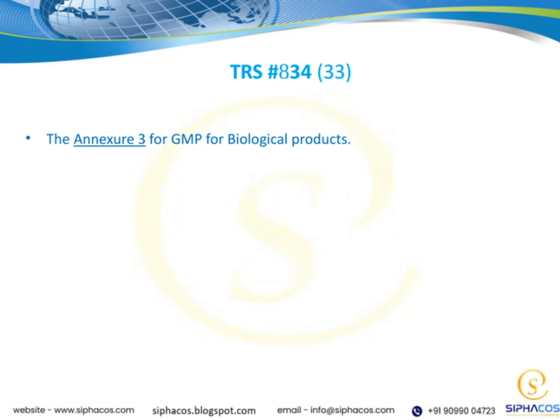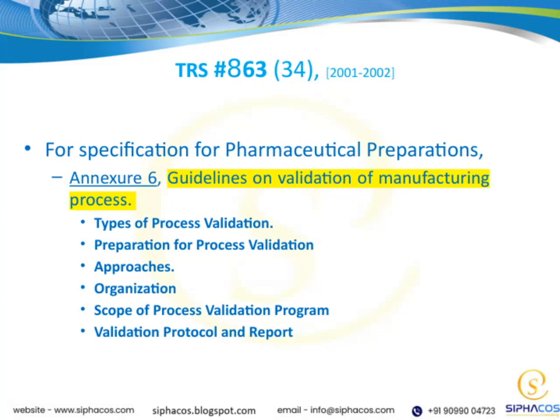Remember, adherence to Annexure 3 is not just about compliance, but also about upholding the integrity of the products we deliver. This ties back to our overall theme of quality assurance and the importance of robust regulatory frameworks in the pharmaceutical industry. Let's take a closer look at the specifications for pharmaceutical preparations as outlined in Annexure 6, which provides guidelines on the validation of manufacturing processes.